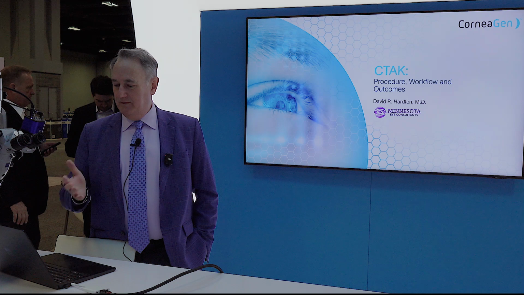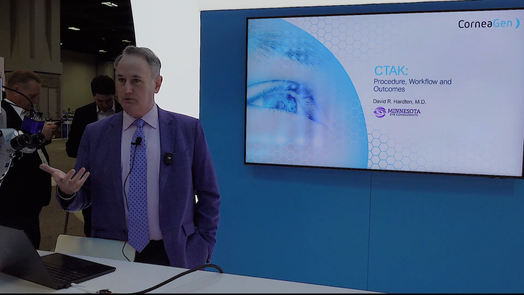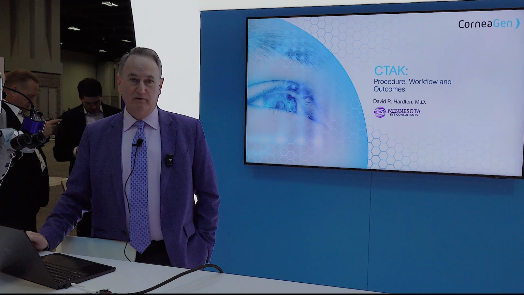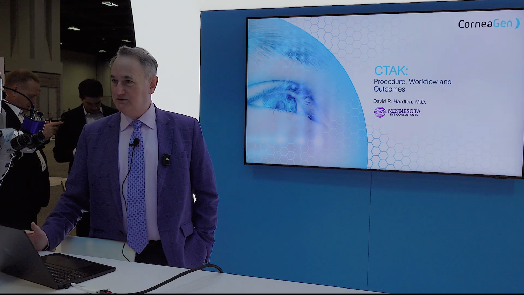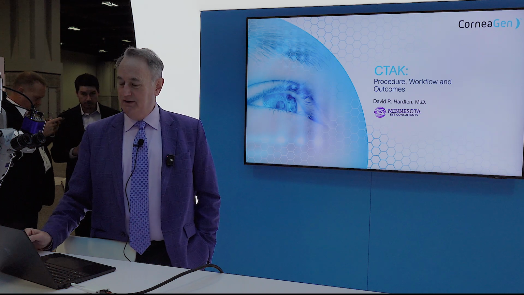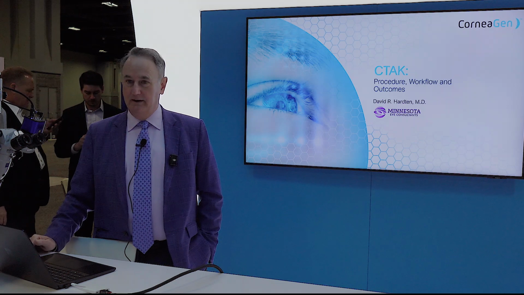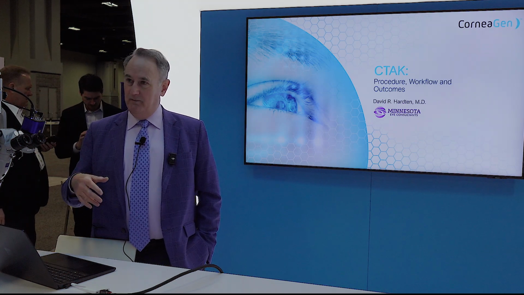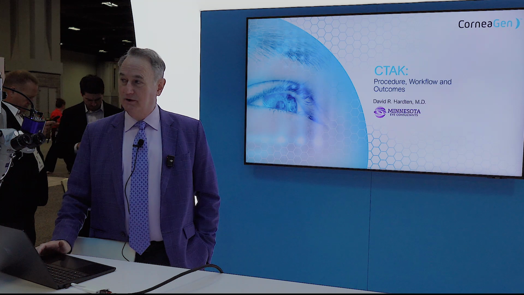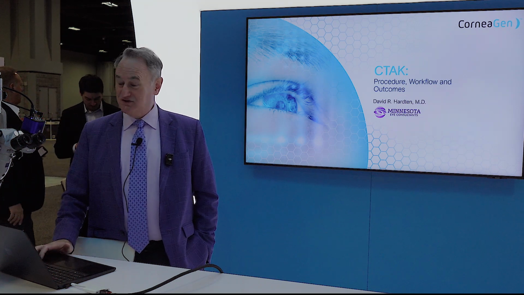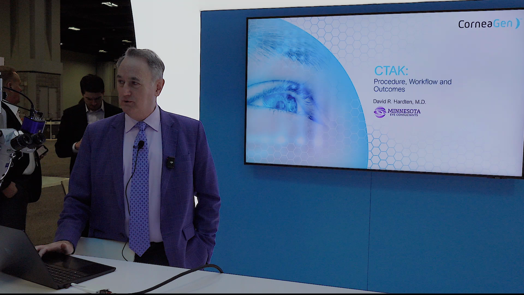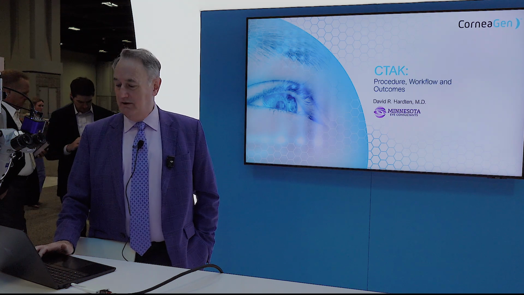I'll give some information on CTAK, and then try to save some time for questions. I'm going to go through why I think it's a super helpful addition to what we're able to provide for our patients that have ectatic conditions like keratoconus or post-LASIK ectasia. Talk about some of my experience with it, my enthusiasm for it, and then also help to lay the guidelines for helping you get started with CTAK or escalating your use of CTAK and opportunities for the ability to help patients with these kinds of conditions.